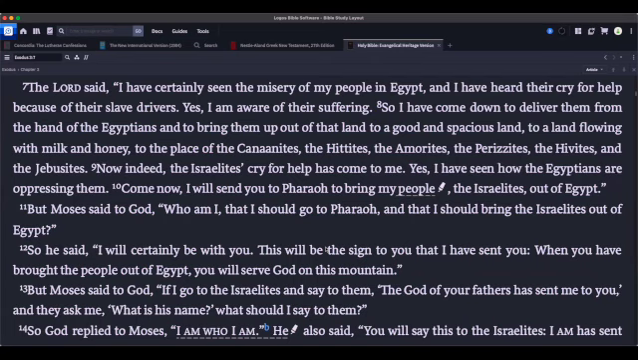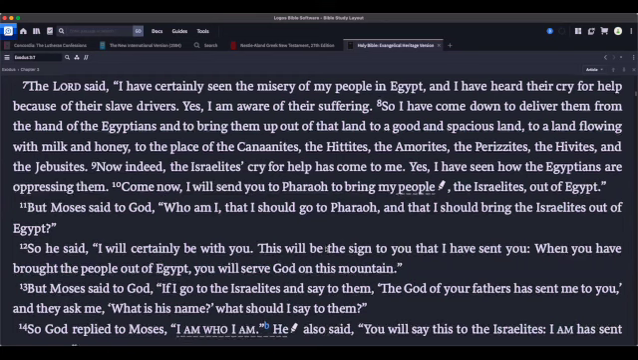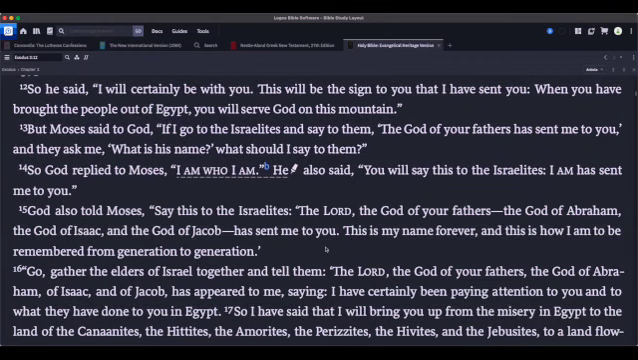Now indeed, the Israelites' cry for help has come to me. Yes, I have seen how the Egyptians are oppressing them. Come now, I will send you to Pharaoh to bring my people, the Israelites, out of Egypt. But Moses said to God, who am I that I should go to Pharaoh and that I should bring the Israelites out of Egypt? So he said, I will certainly be with you. This will be the sign that I have sent you. When you have brought the people out of Egypt, you will serve God on this mountain.